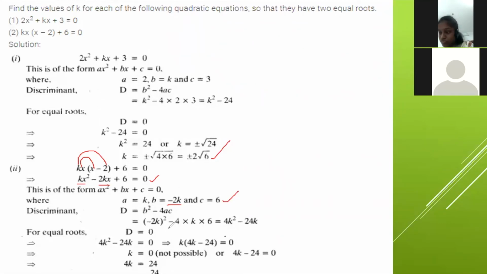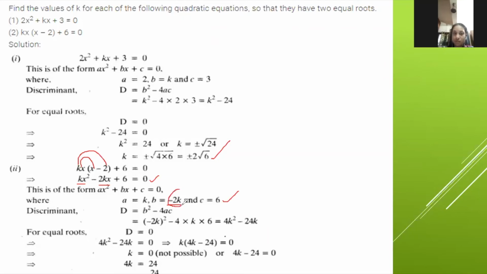So we know that the condition D is equal to b square minus 4ac. The b value is minus 2k, so minus 2k square. b square minus 4ac: 4, a value k, c value 6. So here minus 2 square automatically plus 4 k square, minus 4 times k times 6, that is 24k.